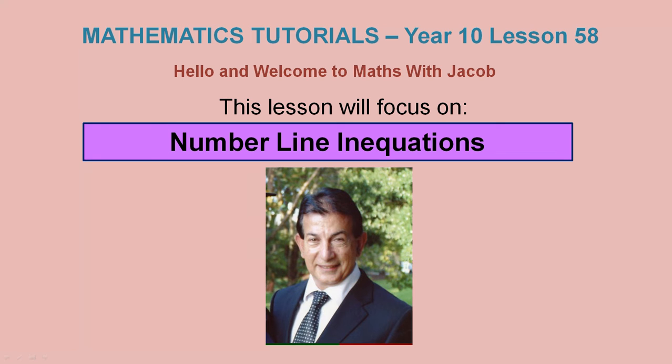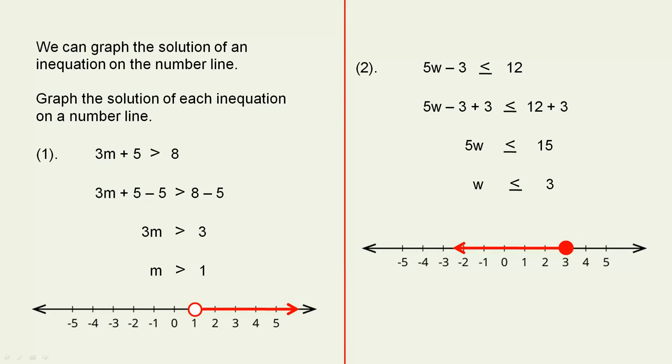This lesson will focus on number line inequations. We can graph the solution of an inequation on the number line. So let's have a look at two examples. Graph the solution of each inequation on a number line. The first one is 3m + 5 > 8.